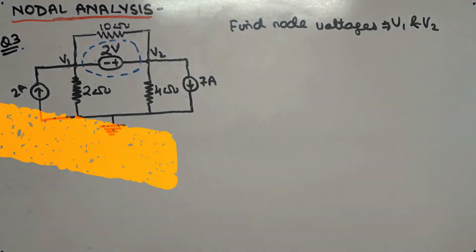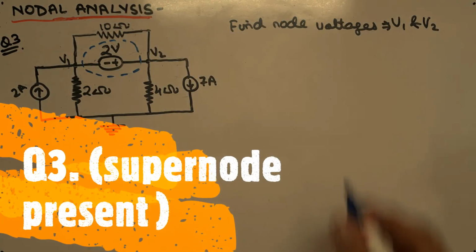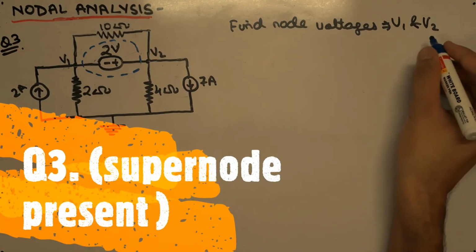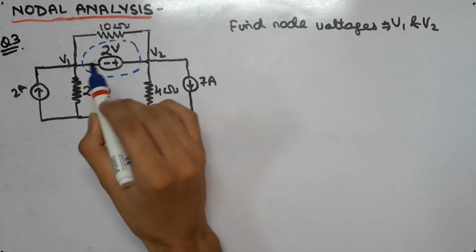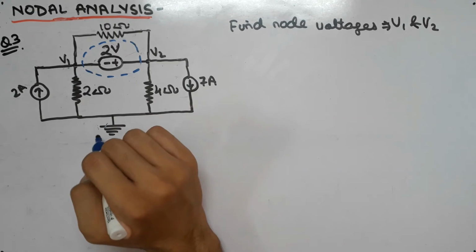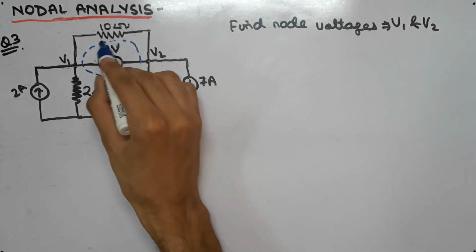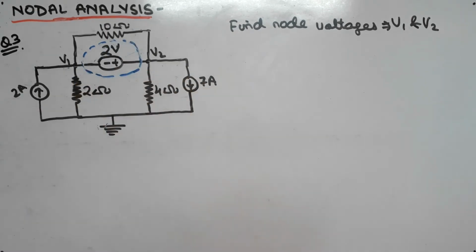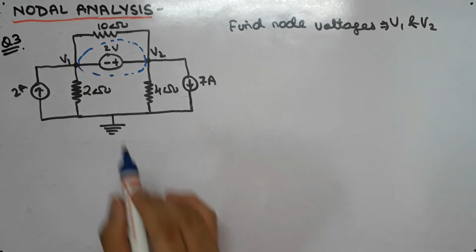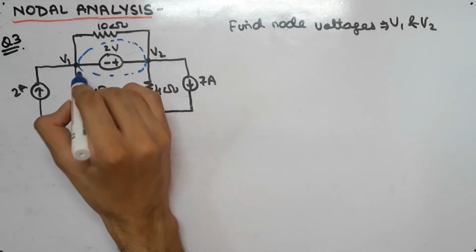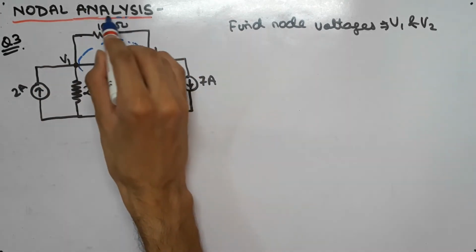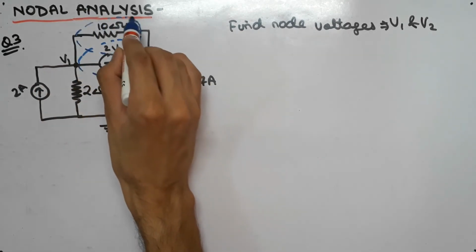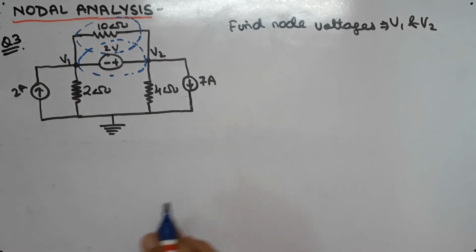Now in question number 3 we have to find the voltages, that is V1 and V2, and here we can also see that we have an independent source which is between two non-reference nodes, that is V1 and V2. So the 2 volt source over here forms the super node. Now you must remember that we also have an element connected in parallel to the super node, that is the 10 ohm resistor. So this part of the circuit will also not allow any current to flow through it. That is, we won't consider any current to flow through it.